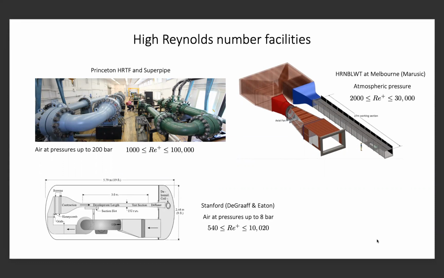The other facility on the top right is the high Reynolds number boundary layer wind tunnel at Melbourne with Ivan Marusic. That's an atmospheric pressure tunnel, and they get high Reynolds numbers by making it very large. It has a very long working section, 27 meters long, and you get boundary layer thicknesses of about 30 centimeters, so you get high Reynolds number. I should also mention the facility at Stanford by DeGraaff and Eaton. It also uses high pressure, but up to 8 bar, not 200. But still, they put a wind tunnel inside and you get Reynolds numbers on a boundary layer of about 10,000. So these are purpose-built facilities for exploring Reynolds number effects.